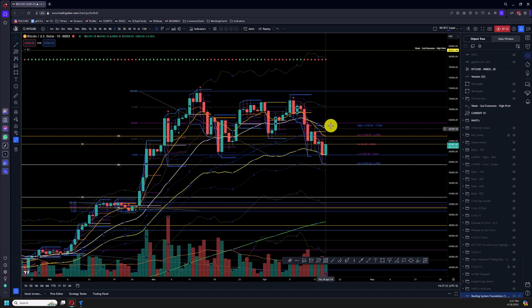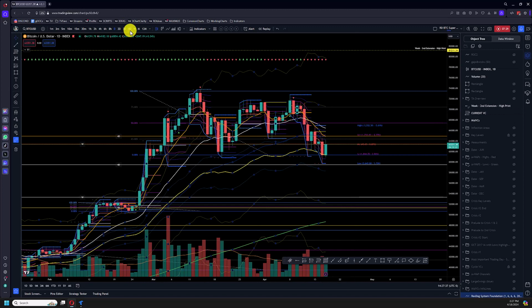Of course, we have the midpoint here. That'd be another key level that I'd watch for. If we get a close above that and it retests down, especially the weekly open, this is something I would consider going long on.